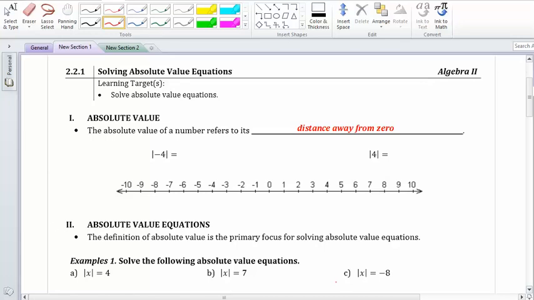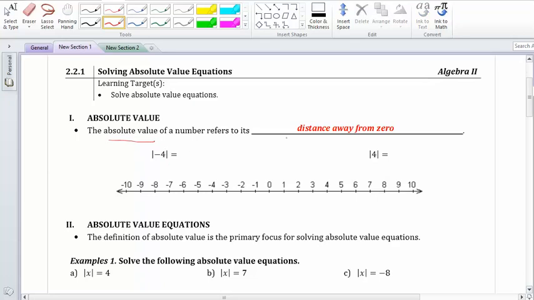Alright, this is section 2.2.1, solving absolute value equations. We've talked pretty extensively about solving equations the past couple weeks, so now we're going to take a little turn and talk about the absolute value. Before we get started into the solving and what that looks like, it's important to understand what the absolute value means.